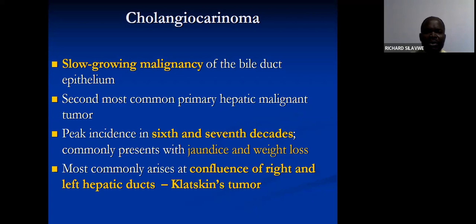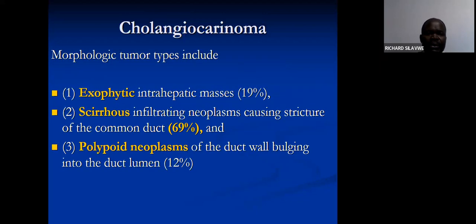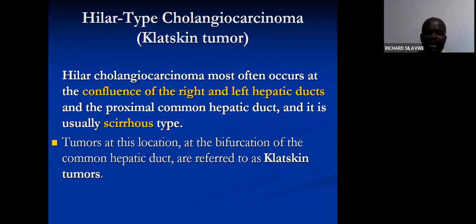So we talk about cholangiocarcinoma. It is a slow-growing malignancy of the bile duct epithelium, the second most common primary hepatic malignant tumor. Let me just quickly go forward. I know that time is not so much with us.